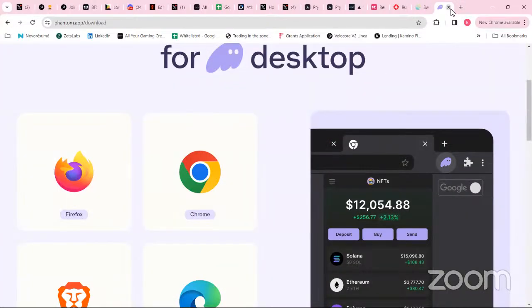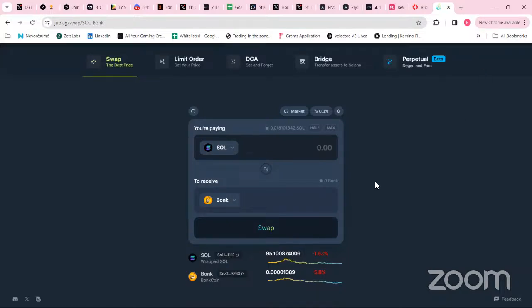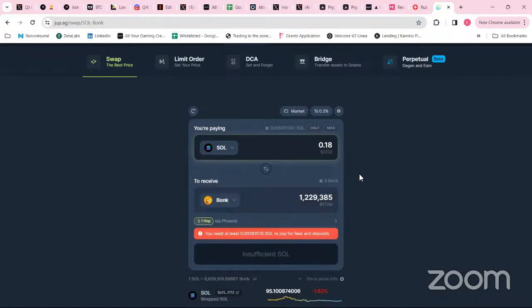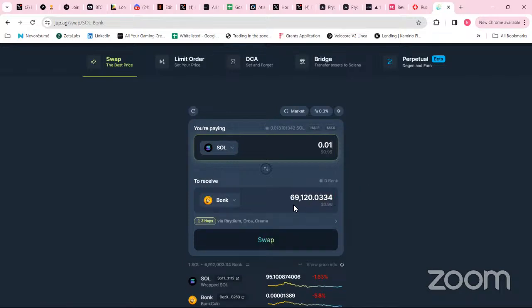So back to Jupiter. Once you go to Jupiter, you connect your wallet at the top right hand corner here. Then you have Solana here, and you have Bonk down here. You select the amount of Solana you want to use to buy Bonk. I don't think I have a lot of Sol in this wallet. 0.01, whatever, and this will give me 69 million Bonk.